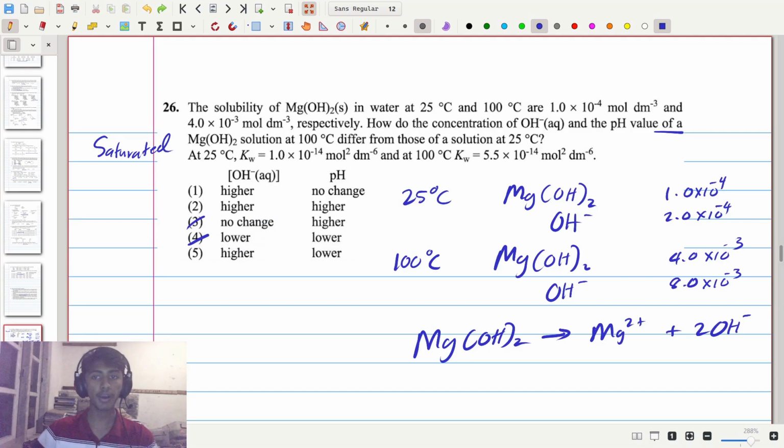Now considering the next part, to find the pH, we have to first find the H plus concentration. And to find the H plus concentration, we have to use the next part of information that they're given here at the end of the question. So at the end of the question they say, at 25 degrees Celsius Kw is equal to 1.0 times 10 to the minus 14, and at 100 Celsius Kw is equal to 5.5 times 10 to the minus 14.